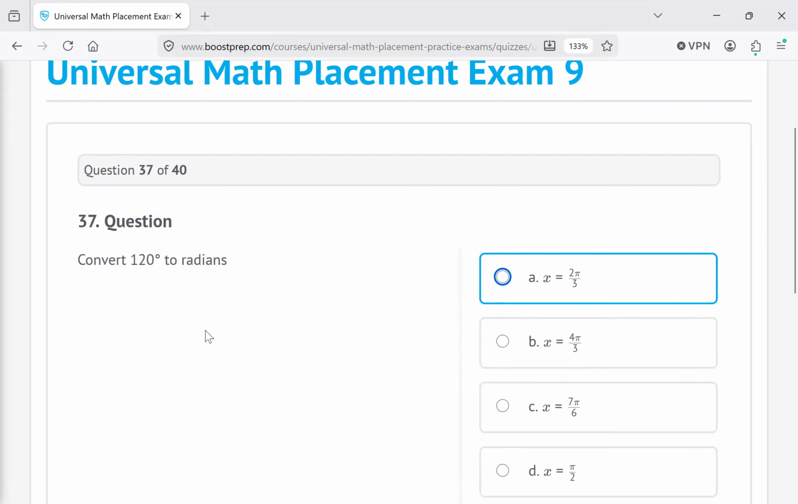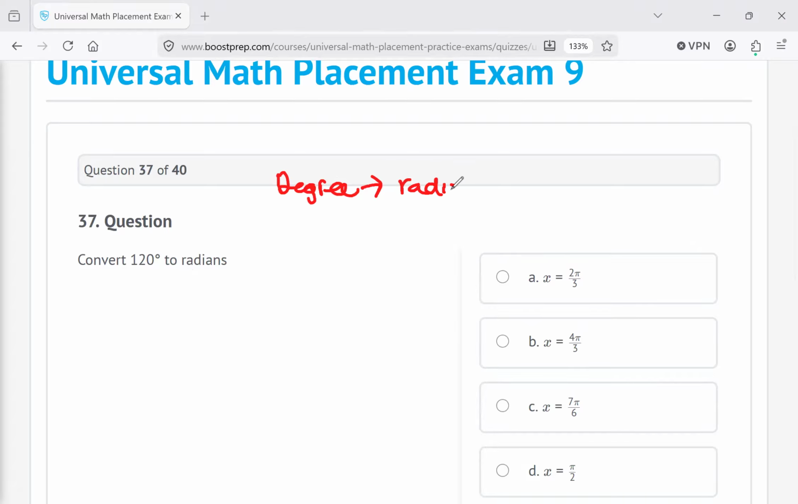Convert 120 degrees to radians. I like this one. It's very easy to forget, but it's really simple. How do you convert degrees to radians? All you have to do is multiply the degrees by pi over 180. So 120 multiplied by pi over 180. Do not replace pi with 180. Just leave it as it is and reduce.